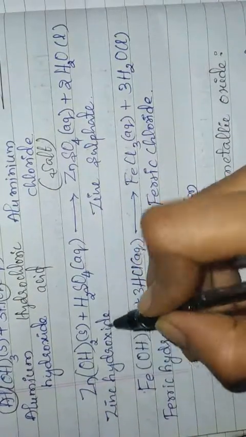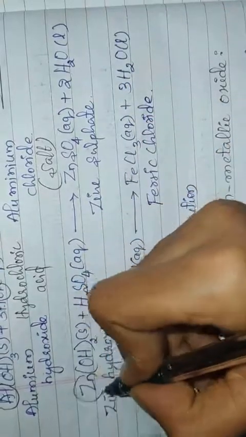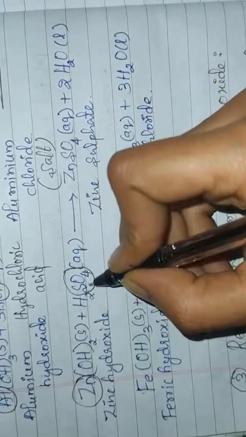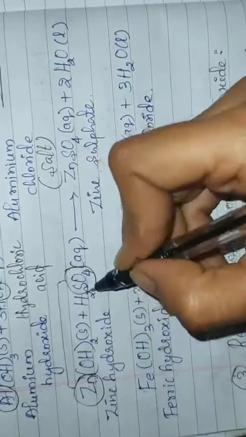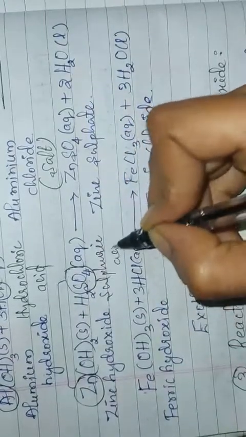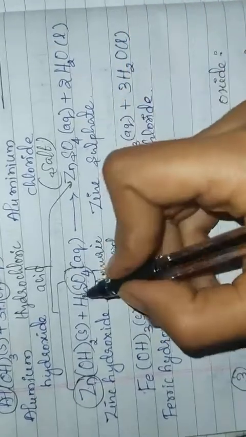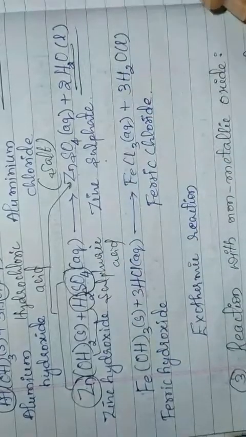Zinc hydroxide reacts with sulfuric acid to form zinc sulfate and water. So here also zinc is a metal. It reacts with the sulfate of the sulfuric acid. Here sulfuric acid is taken and this zinc metal combines with the sulfate present in sulfuric acid, and it will form zinc sulfate. Zinc sulfate is a salt. The remaining hydrogen and OH will combine and they will form water.